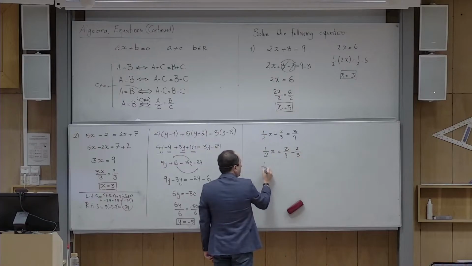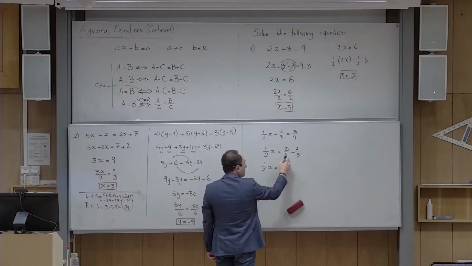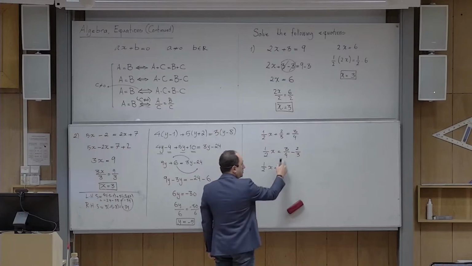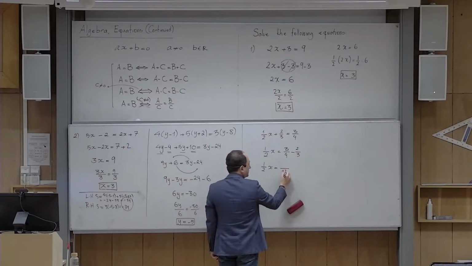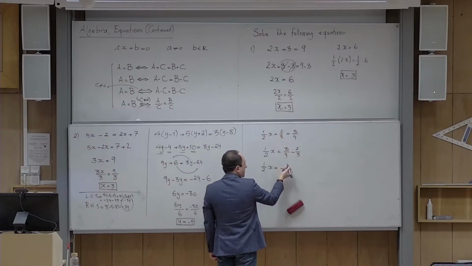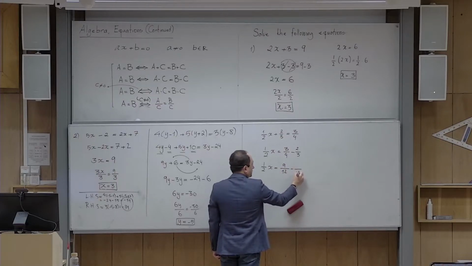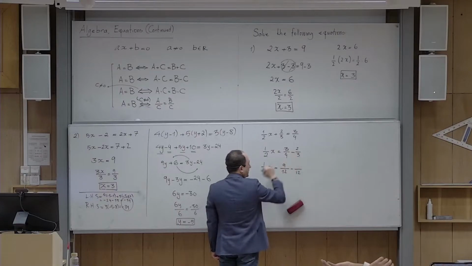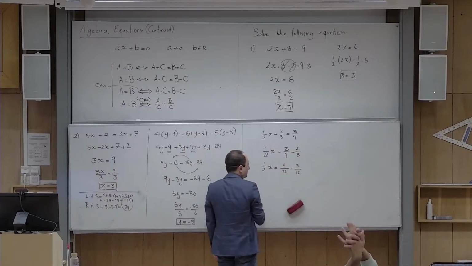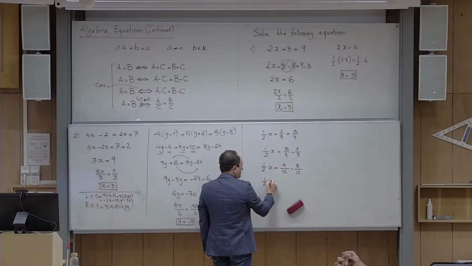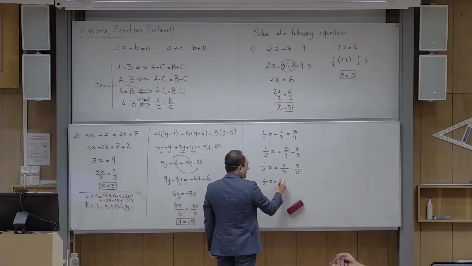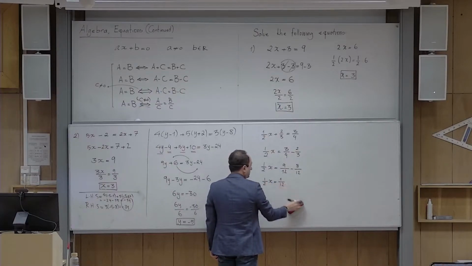And then you see that what happens, I have to work with fractions. The common denominator is 12, and so I have to rescale it by 3, it becomes 9. The common denominator, as I told you, is 12, but this time I have to rescale it by 4, so this becomes 8. And then it becomes 1 over 2x is equal to 1 over 12.